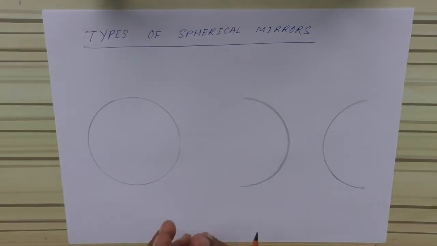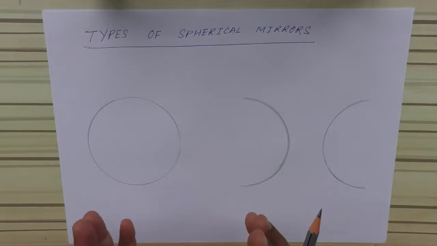To understand ray diagrams, first we should know the types of spherical mirror and what is a spherical mirror. Now if I ask you what is a spherical mirror, a spherical mirror is a part of a hollow sphere made up of glass polished from one side.